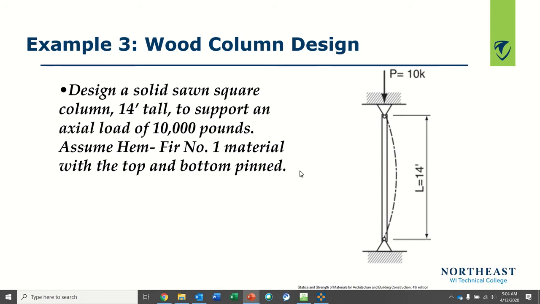So we'll design a column. Design a solid sawn square column 14 feet tall to support an actual load of 10,000 pounds. Assume hem fir number 1 material with the top and bottom pinned. Let's write down what we know. Solid means we're not using dimensional lumber. It's rough sawn, not S4S.